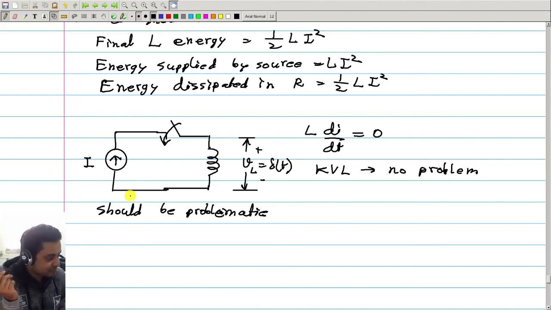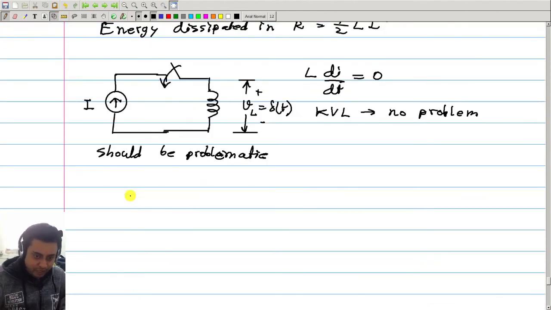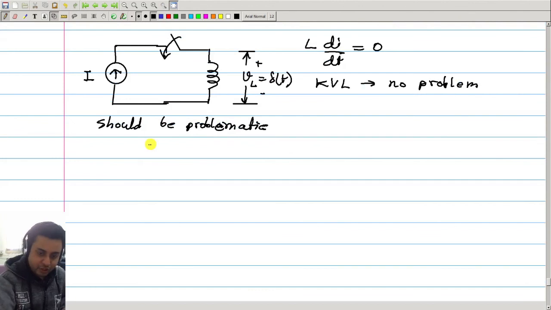Earlier, when we did the problem of an inductor connected to a voltage source, that problem didn't pose any problem. Energy conservation was maintained. Now that we are connecting the current source, some problem may come. So let us check. We expect it to be problematic. So let us see.